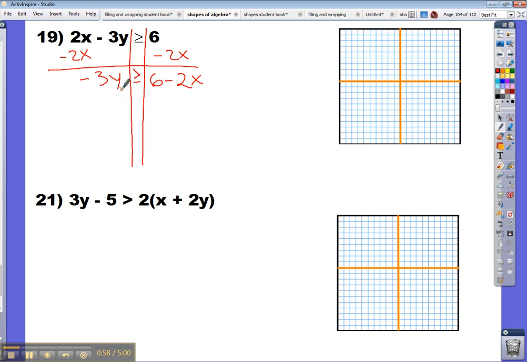Now, to get the y by itself, I'm going to have to do the opposite of what's happening right now, and y is being multiplied by negative 3. So the opposite of multiplying by negative 3 is dividing by negative 3. So I'm going to divide both sides by negative 3. Negative 3y divided by negative 3 is just y. Now, when you multiply or divide by a negative number, when dealing with inequalities, the inequality is going to switch directions. So instead of being greater than or equal to, it's going to be less than or equal to.